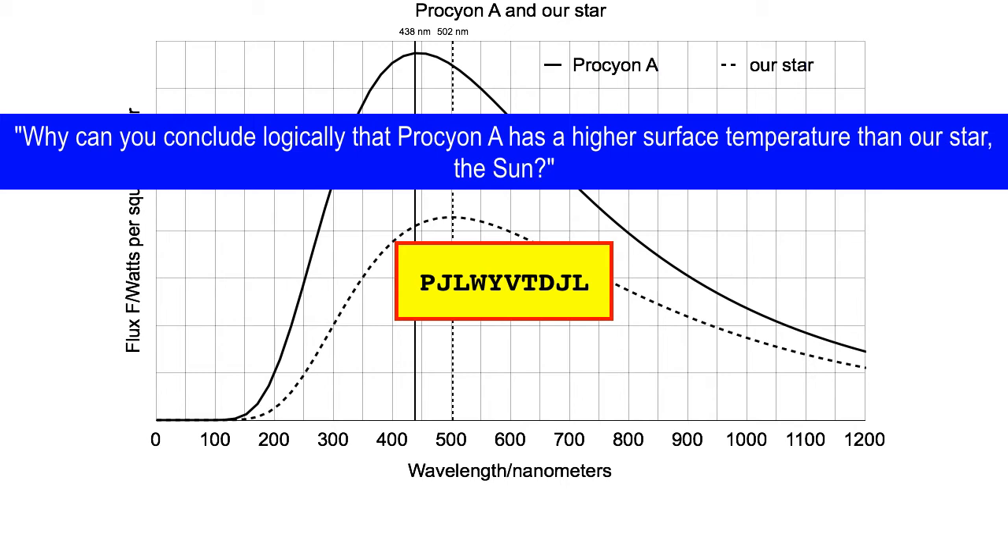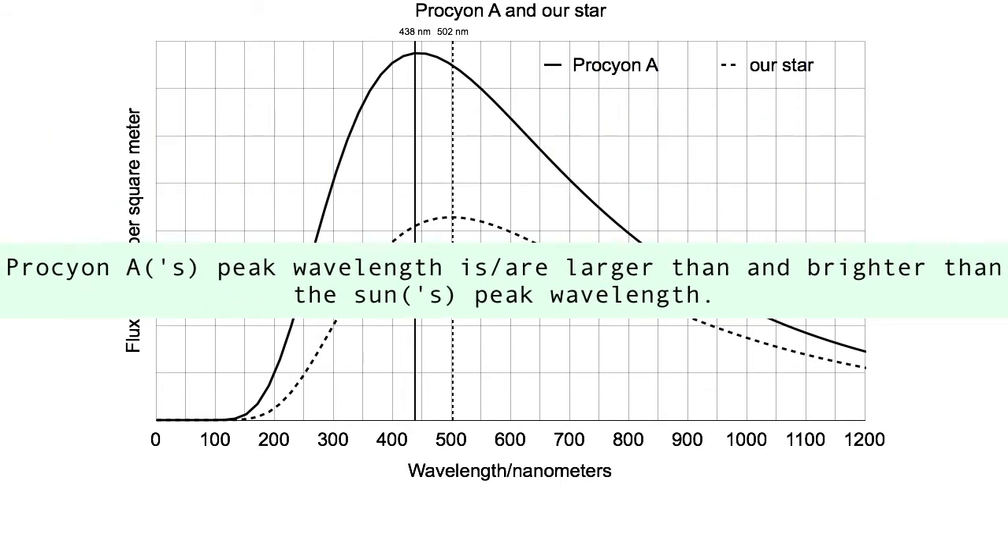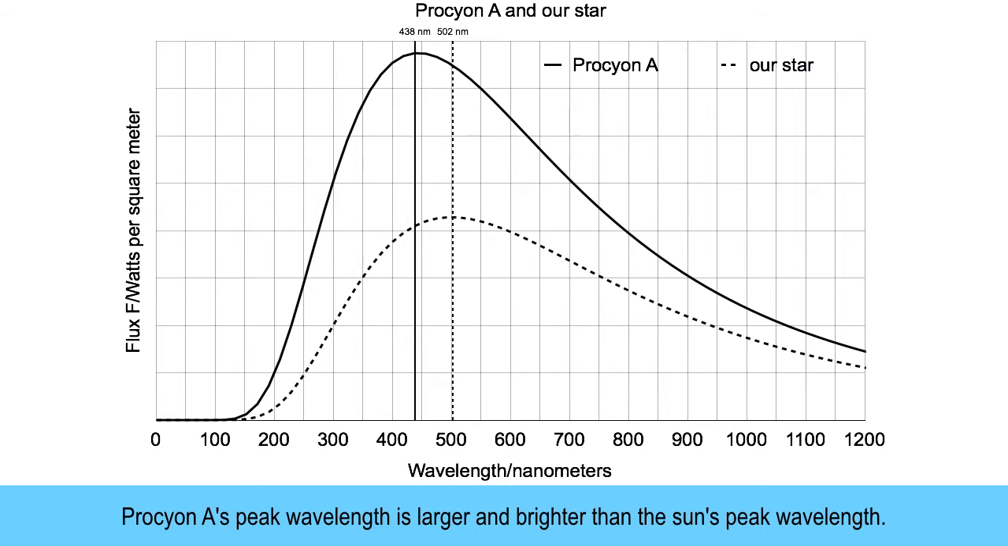PJL, WY, VT, DJL. And here's the straight decode with all the parentheses and stuff. And here it is, tricked out a little bit better.